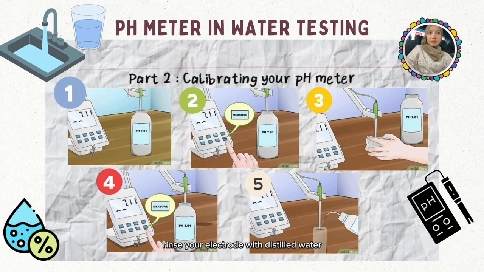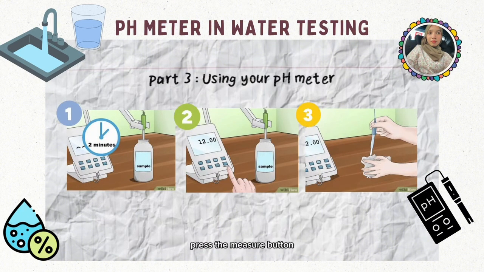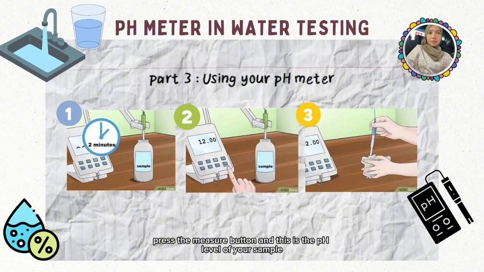Next, rinse your electrode with distilled water and pat dry with a lint-free tissue in between buffers. Set the pH meter to the value of the buffer's pH by pressing the measure button. And lastly, rinse your electrode again with distilled water. For part 3, the first step is to place your electrode in your sample and begin reading. Press the measure button and leave the electrode in your sample for 1 to 2 minutes. Secondly, set your pH level. Press the measure button and this is the pH level of your sample. Lastly, clean your electrode with distilled water.